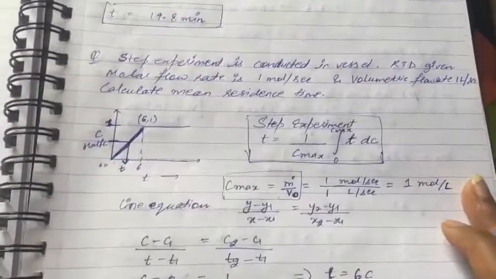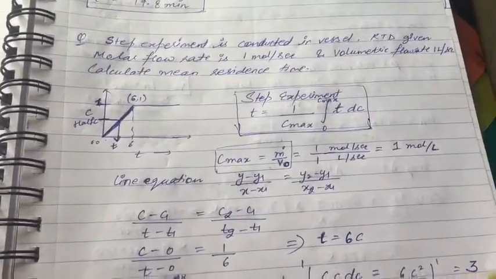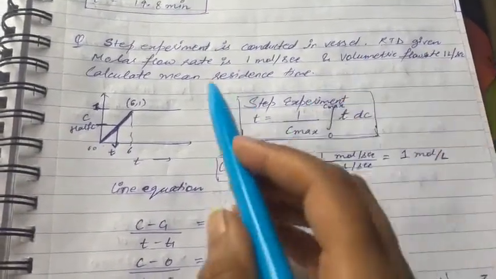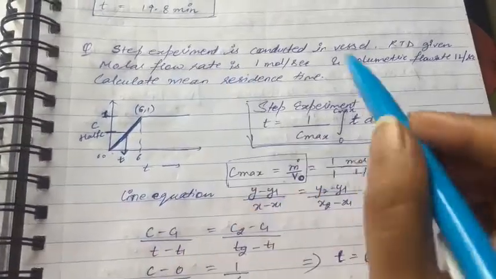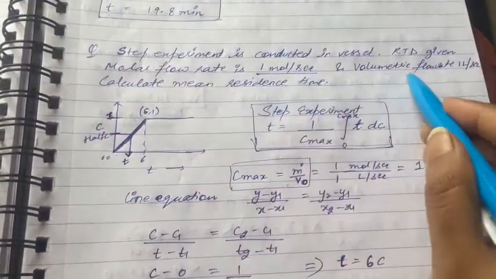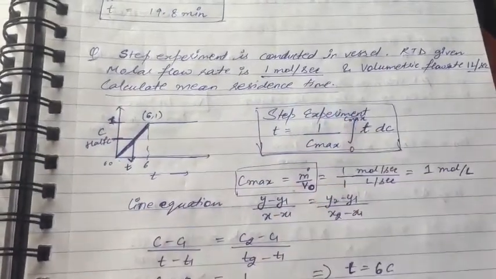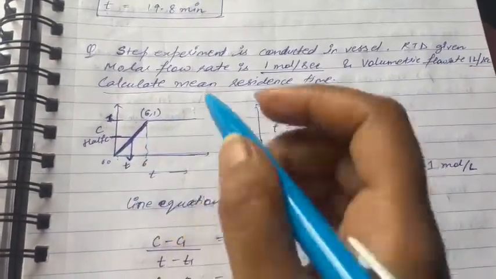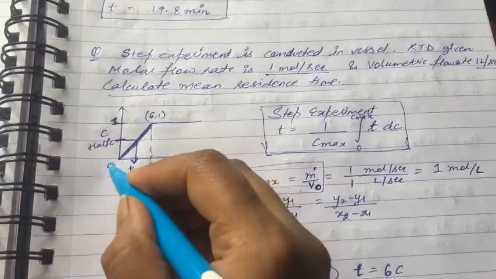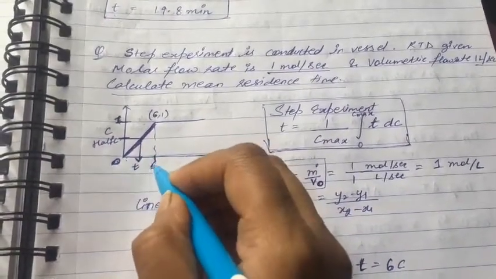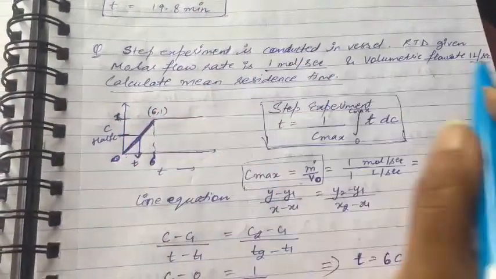So the next question is, a step experiment is conducted in a vessel. RTD is given. Molar flow rate is 1 mole per second and volumetric flow rate is 1 liter per second. We have to calculate mean residence time. So this is the graph and this is our coordinate. Time is given as 6, and okay.